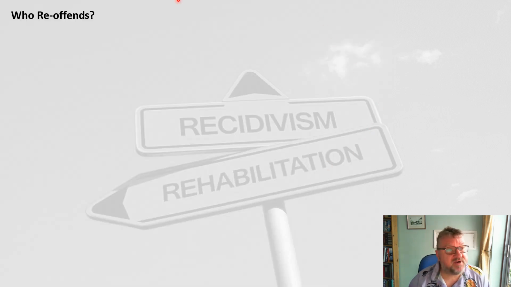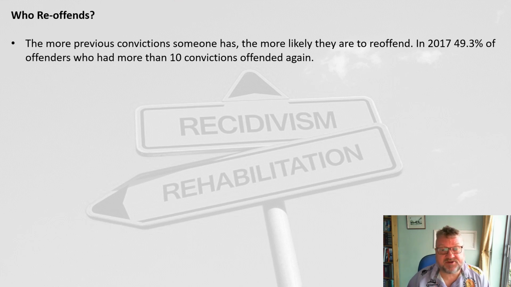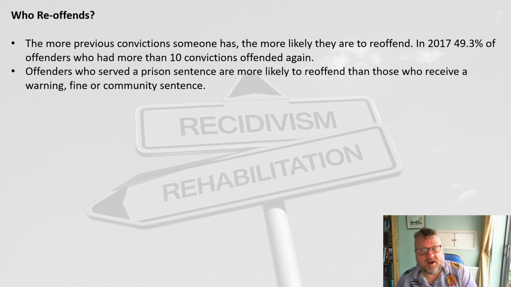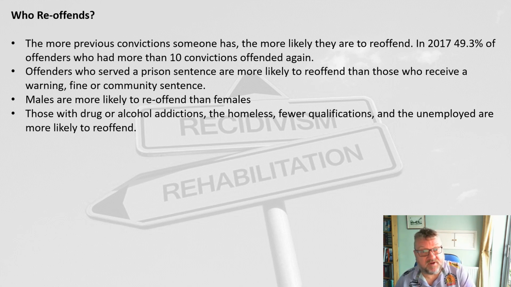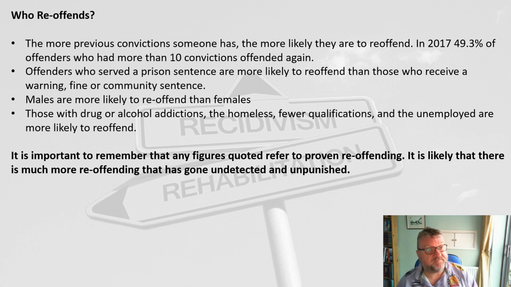So who does the reoffending? Well, as you saw in that bar chart I gave you earlier on, the more previous convictions someone has, the more likely they are to reoffend. So in 2017, 49.3% of offenders who had more than 10 convictions offended again. So clearly we weren't doing the business with them. Offenders who serve a prison sentence, as we know, are more likely to reoffend than those who receive a warning, fine or a community sentence. And males are more likely to reoffend than females. And those with drug or alcohol addictions, the homeless, fewer qualifications and the unemployed are also more likely to reoffend.